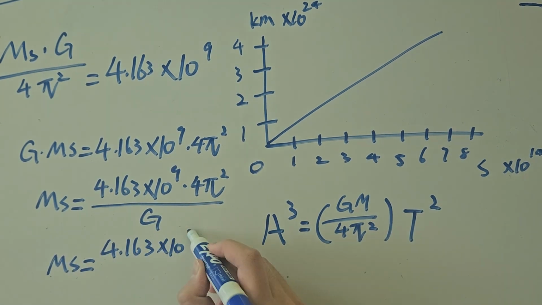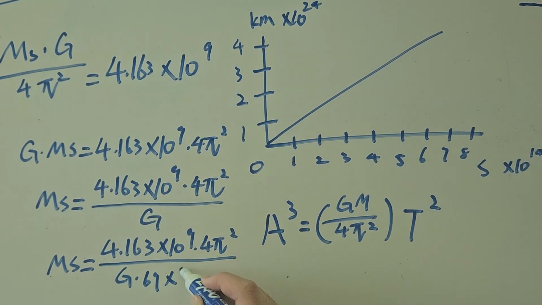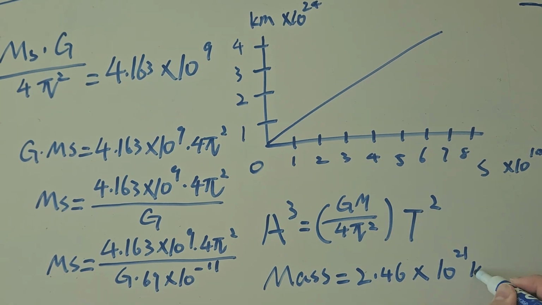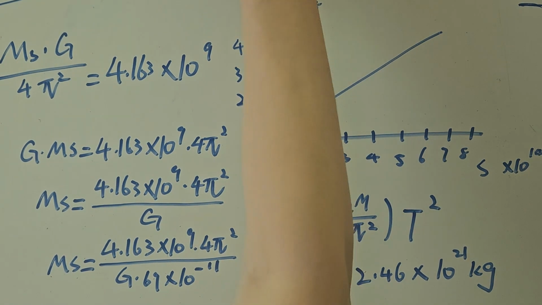After you've gotten big M is equal to little m times 4 pi squared over G, you will plug in the numbers for G and m. In the end, you should get 2.46 times 10 to the 21st power in kilograms. That is how you use Kepler's third law to solve for a star's mass.